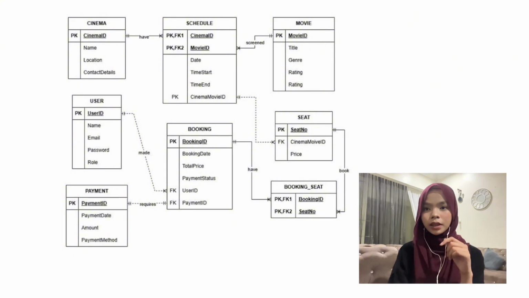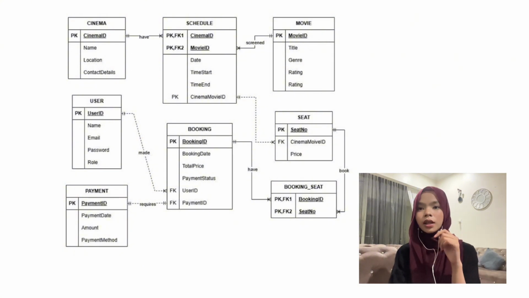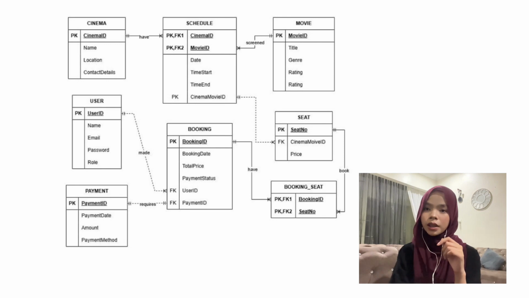We also have the payment entity. The payment entity stores details about payments made for bookings. The attributes for this entity are payment ID, which is the primary key, payment date, the date the payment was made, amount, the total amount paid, and payment method, which is the method that the user uses for payment.